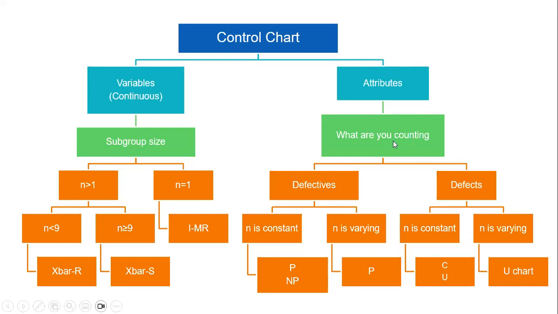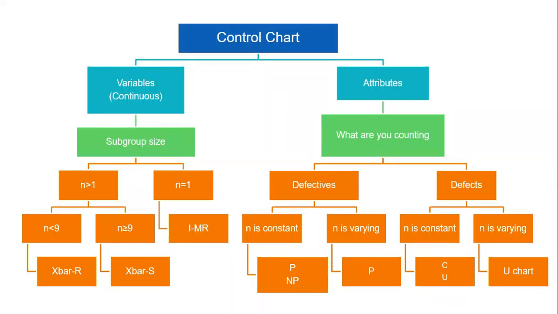But if let's say you have attribute data only, where you mention the number of defects, okay, the number of defects, you will go for the P, NP chart. If you have a type of defect, you will go for the C and U chart. So no need to remember all these things, okay?